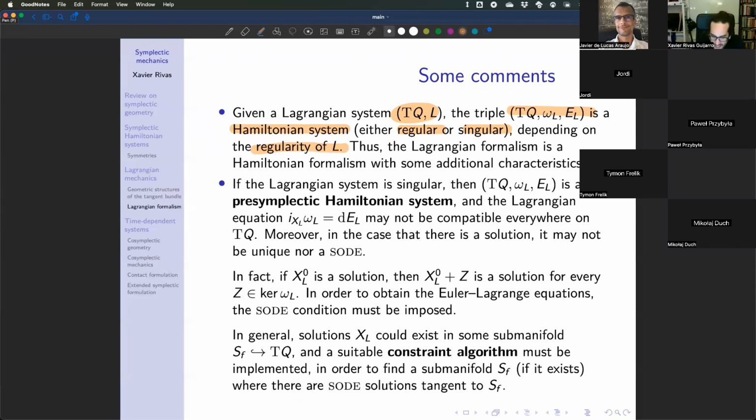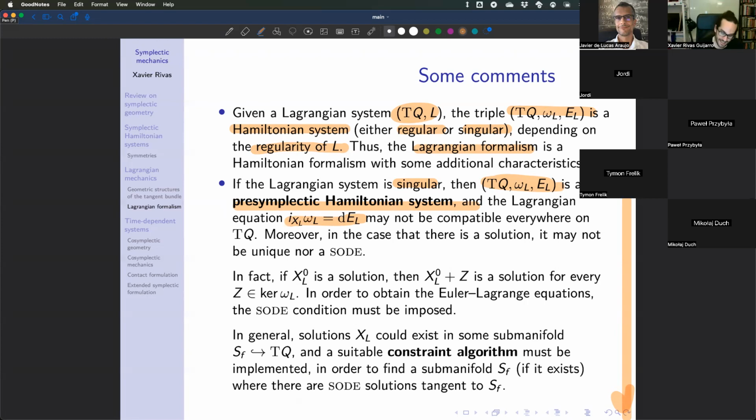So we can say that the Lagrangian formalism is a Hamiltonian formalism with some additional characteristics, such as the second order condition that we have to impose, but we get for free in the case of regular Lagrangians and so on. What about the singular case? This is the only thing I will say about singular systems today so that you can have an idea of what's going on here. So if the Lagrangian is singular, this is not a regular Hamiltonian system, but it is a pre-symplectic Hamiltonian system. And the Lagrangian equation, this here, may not be compatible everywhere.